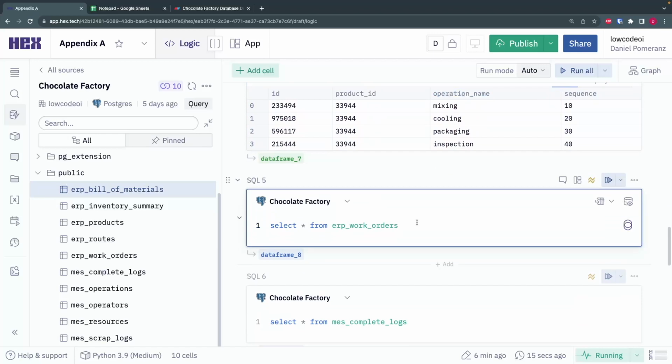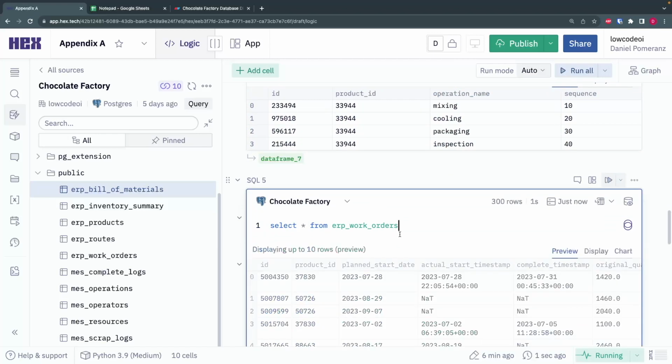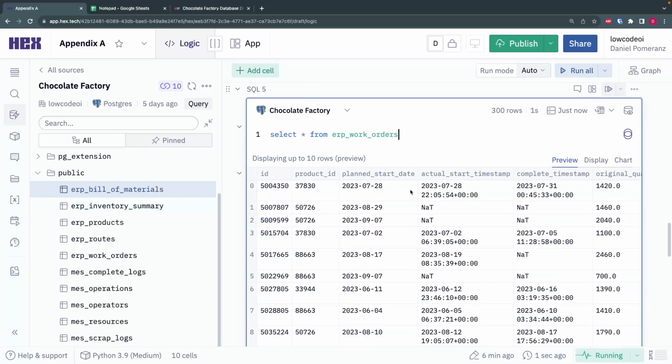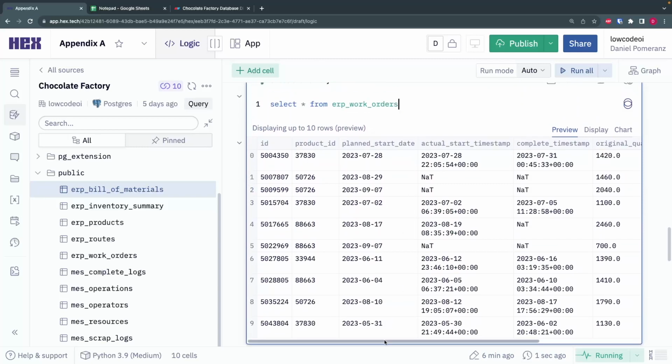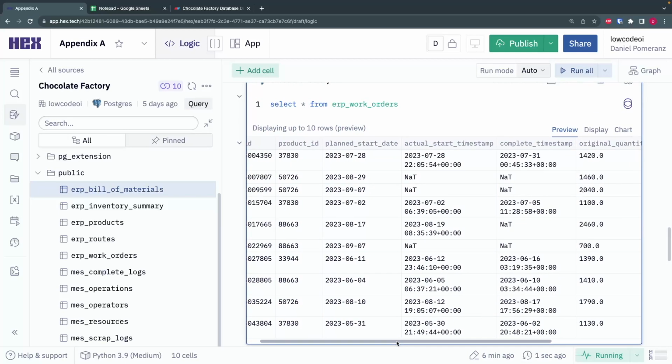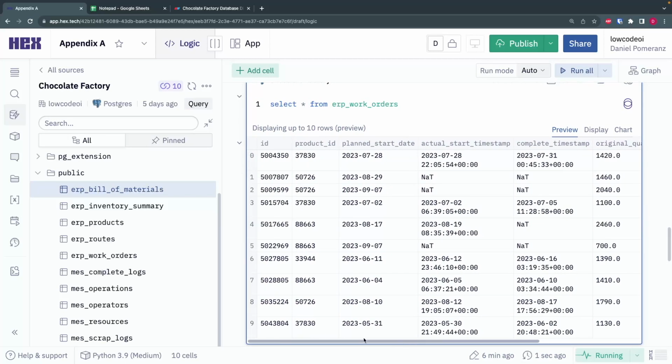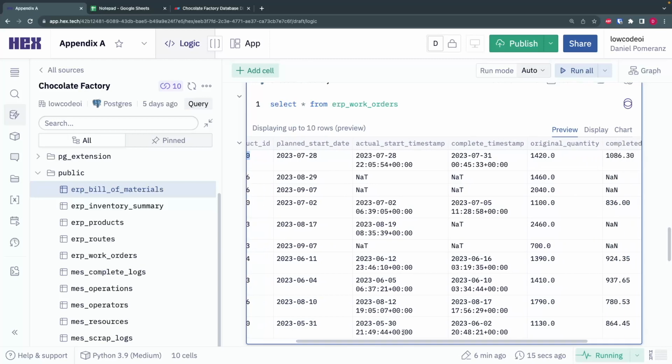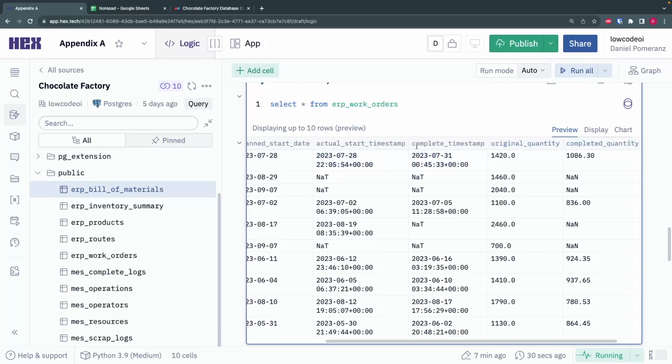Work orders. Okay. So this is one of the most important tables in a manufacturing operation, and it basically represents the current state of work that has happened or needs to happen on the manufacturing floor. So every work order will have an ID number, what product is being made, a date that it was supposed to start, an actual start timestamp. So this is the timestamp for when somebody first opened or started that work order. And then the complete timestamp is when it was finished. So when the last step was finished.